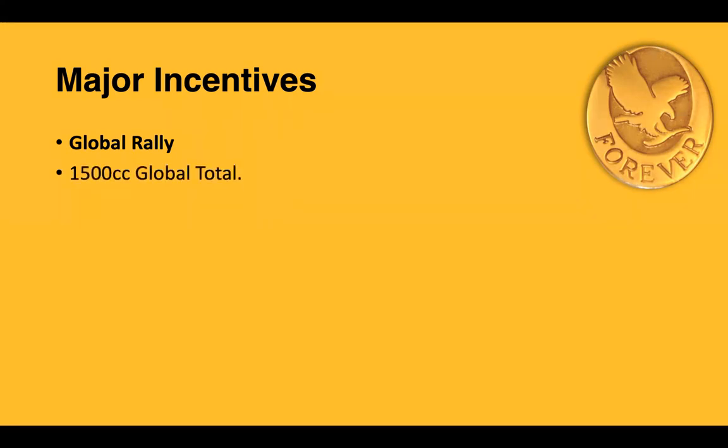Now, how do you qualify for Global Rally? You qualify for Global Rally by doing 1,500 cc's. If you do 1,500 cc's from January until December, then we call you a Global Rally qualifier. But you can also do 2,500, or you can do 5,000. If you do 2,500 instead of 1,500, it means that you'll be given a bigger, much more spending money. If you do 5,000 in Forever, you're called a Forever VIP.